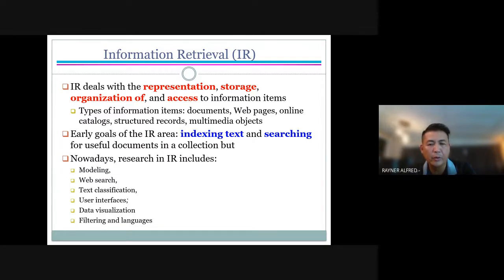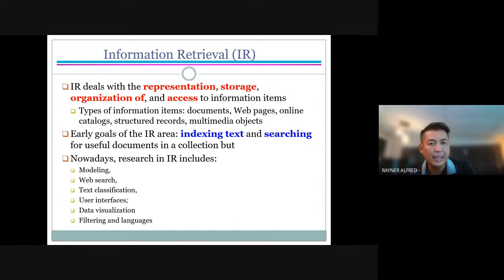So if you have taken database, you will have the SQL query. But for this one, for example, if we are storing documents or web pages, how do we store them, and then how do we retrieve them? So these are the type of information that we are dealing with: document, email, journals, newspaper, and so on.